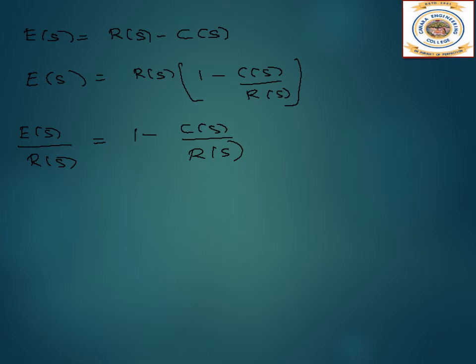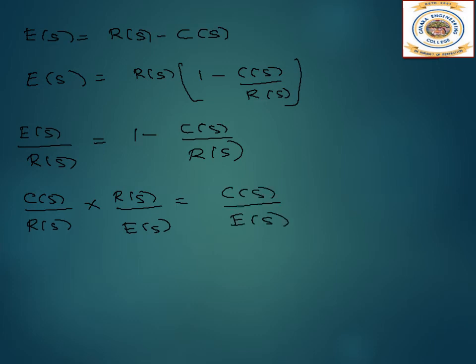Then one more expression let us take, C of s by R of s into R of s by E of s. If I take, we get C of s by E of s. So C of s by R of s we have already got. E of s by R of s we will get from this above expression, then we can find C of s by E of s. So let us find E of s by R of s. So these two expressions we'll have to use.